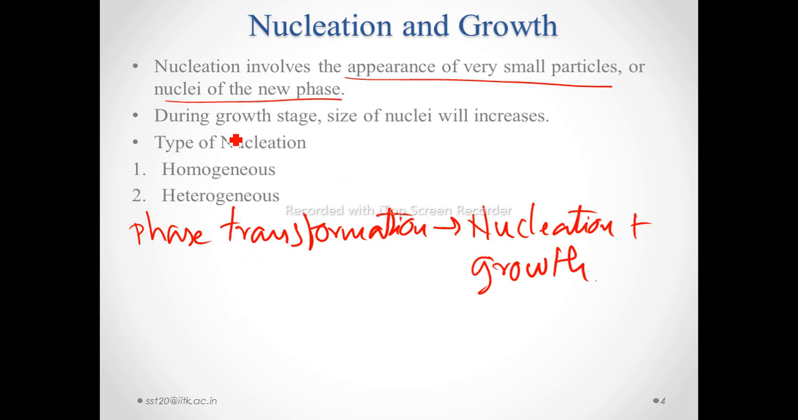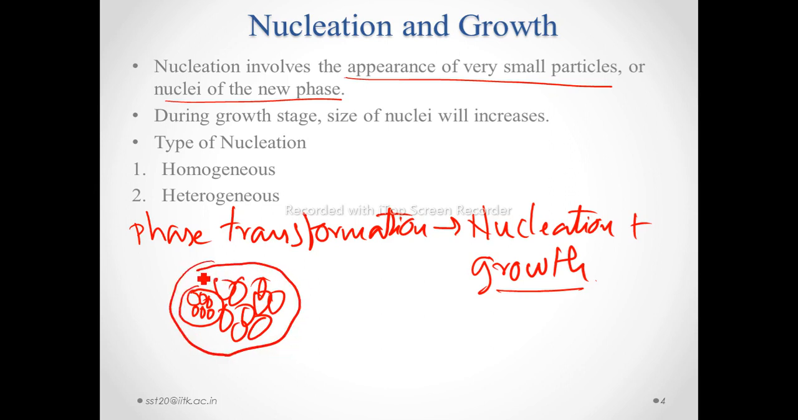After nucleation, there is a growth. Once the atoms cluster, they combine and form small nuclei, which have a new phase. This is a new phase. After this, there is growth. All the nuclei will join together and form one complete phase. This is called the growth stage.